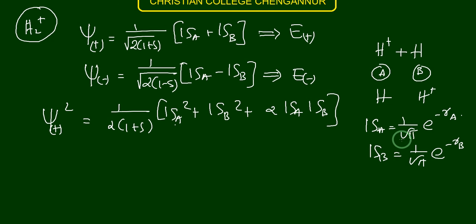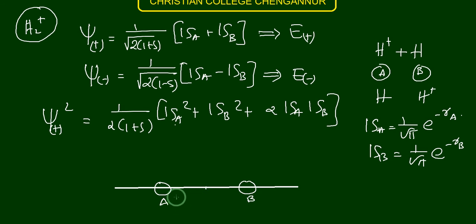Okay, now what we are going to do is see what the electron density is between the nuclei. So here is our internuclear axis, and we have two nuclei here, nucleus A and nucleus B. And in between these nuclei, this is a point in between the nuclei.